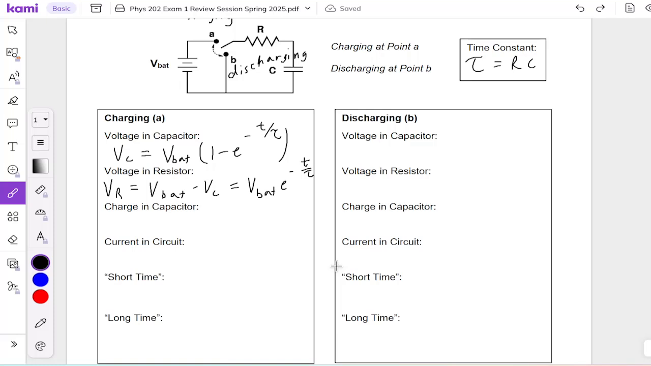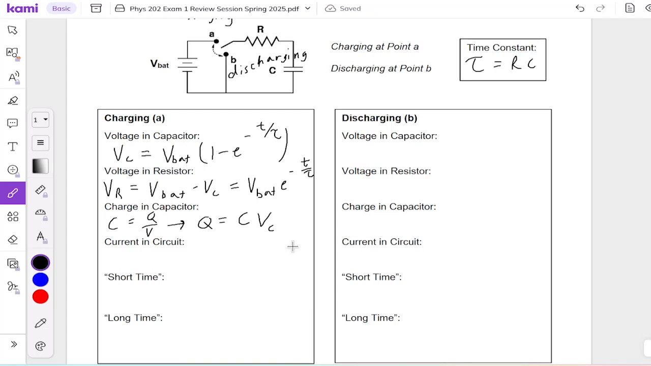Then we have charge in the capacitor. Remember, charge is Q, and we have C equals Q over V. So if you want to solve for charge, Q equals C times V, specifically the voltage in the capacitor. And yes, you can plug in that equation from earlier to simplify that further. I'm talking about the one at the top for VC.